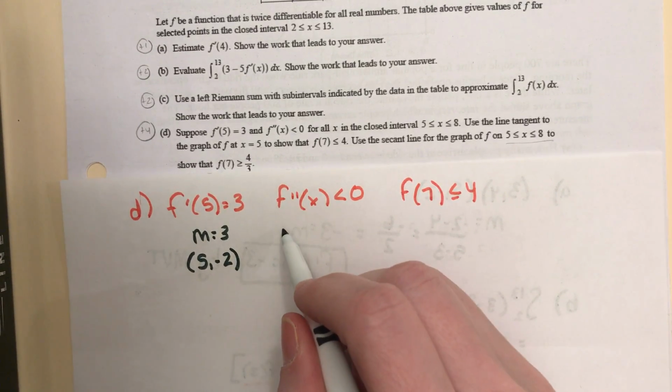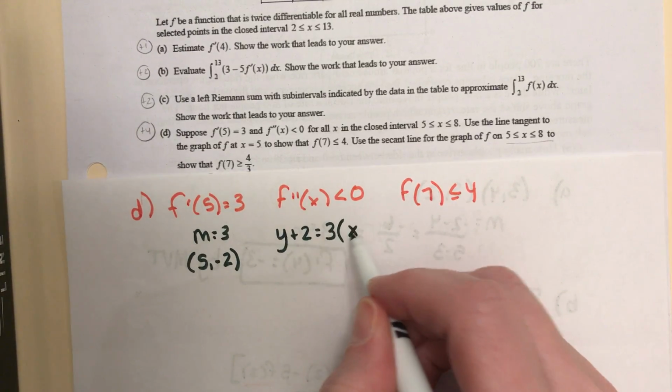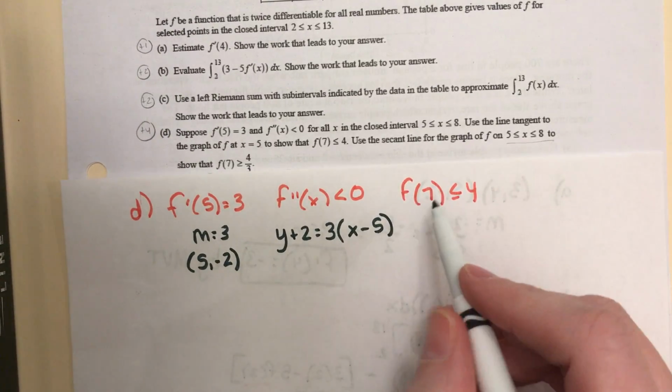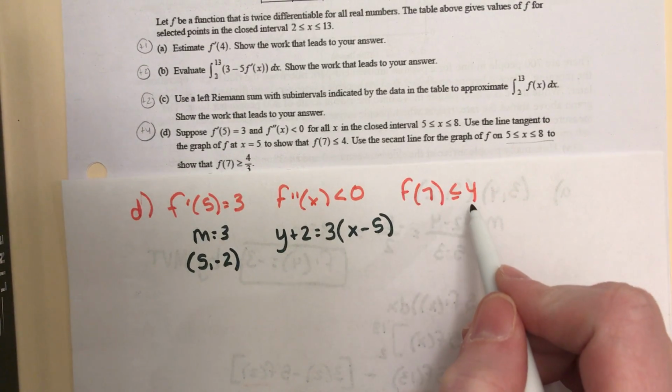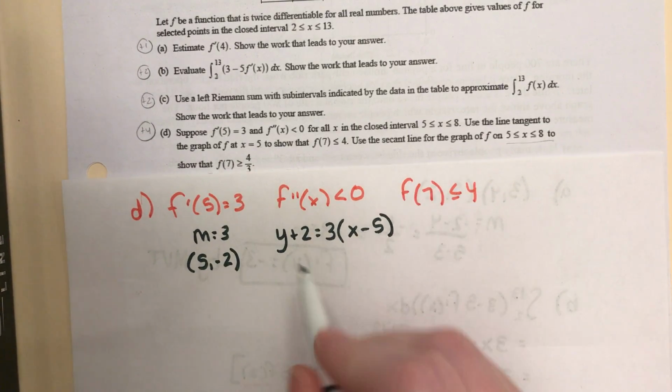So I'm going to write my equation of a line. y plus 2 equals m times x minus 5. Okay, so we're checking this right here. So meaning I'm going to plug 7 in, and we should get something equal to or less than 4.